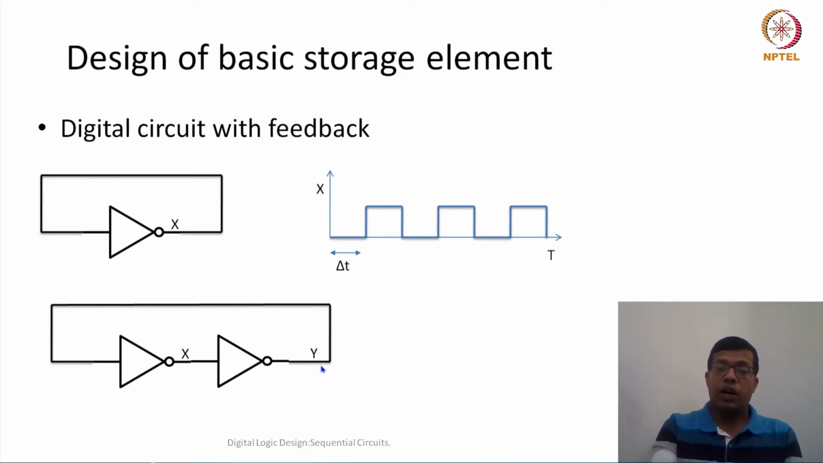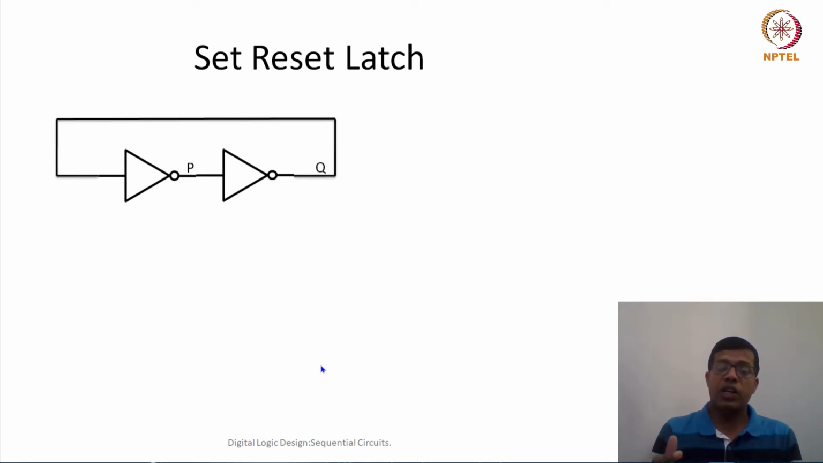But the unfortunate thing is we are not able to set these values to 1 or 0. So now instead of x and y, I am writing it as p and q, which is more standard terminology. If I have these two outputs, one is p, another is q, the question I am trying to ask here is: how can I set a particular output?